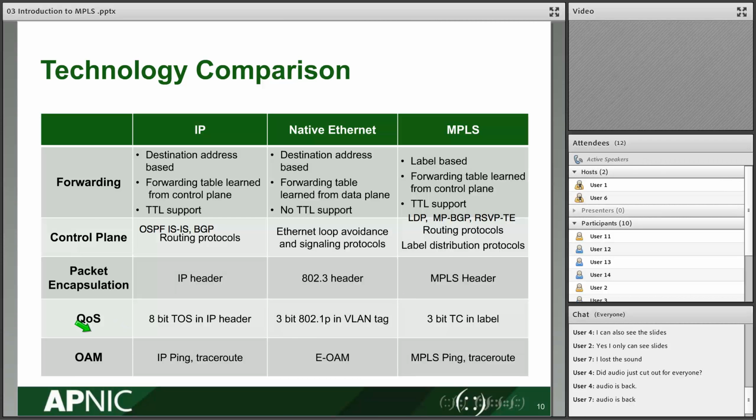For quality of service, we have the 8-bit type of service in the IP header. If you are using DSCP, it uses 6 bits inside the TOS. In the VLAN tag, we have the 3-bit priority, and also the 3-bit traffic class in the label. And also OAM for ping and traceroute. Later, when you do troubleshooting, we will use ping and traceroute for MPLS.